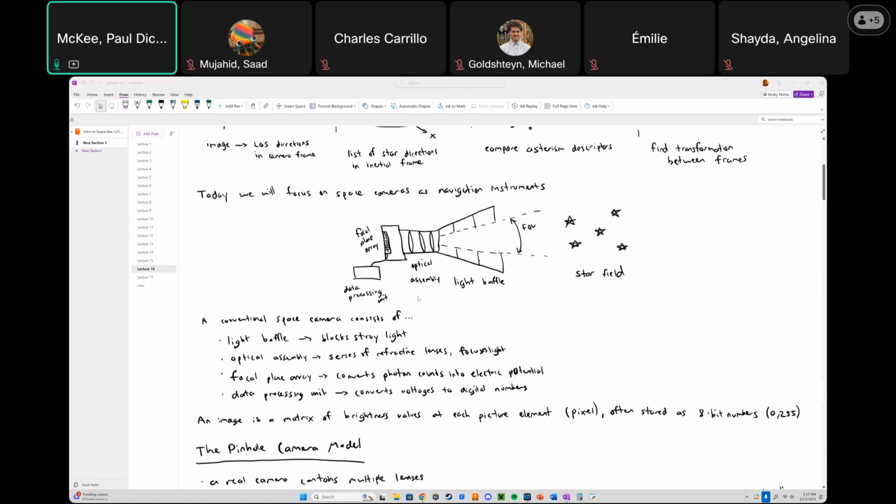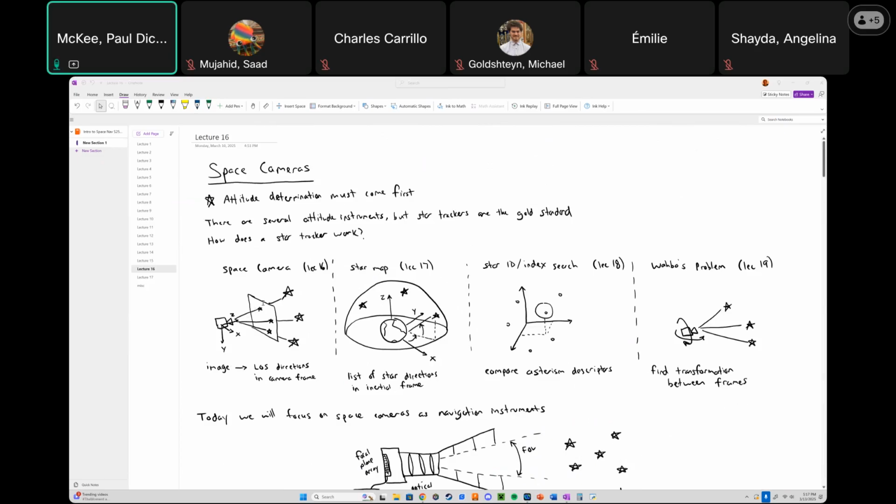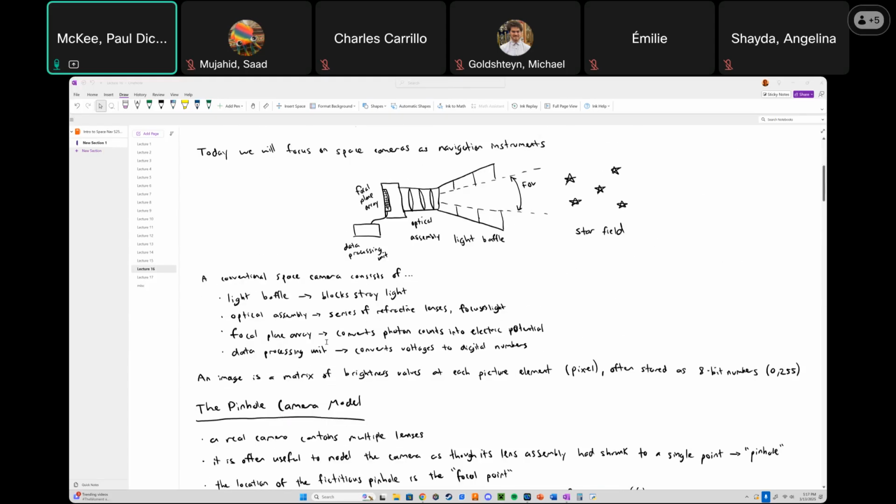But lecture 16, as a reminder, is part of a 4-lecture series. Lecture 16 is on how to use a camera to determine line of sight directions to stars, right? Because we don't really care so much about pixels as navigators. We care about line of sight directions. So there's a star that way, another star that way, another star that way. And that is a little bit more complicated than it might sound.